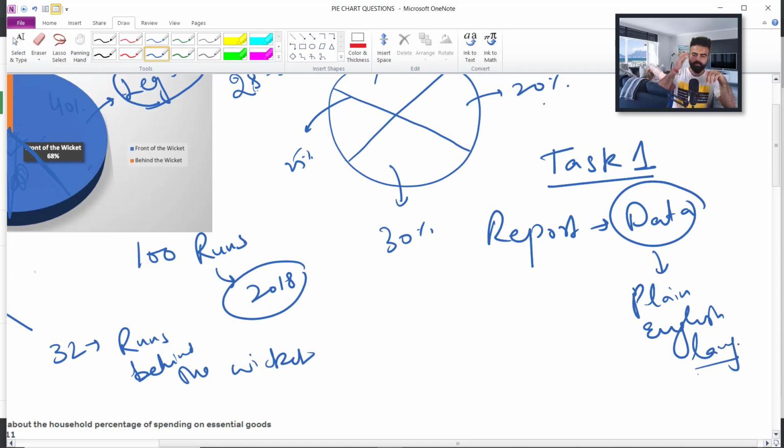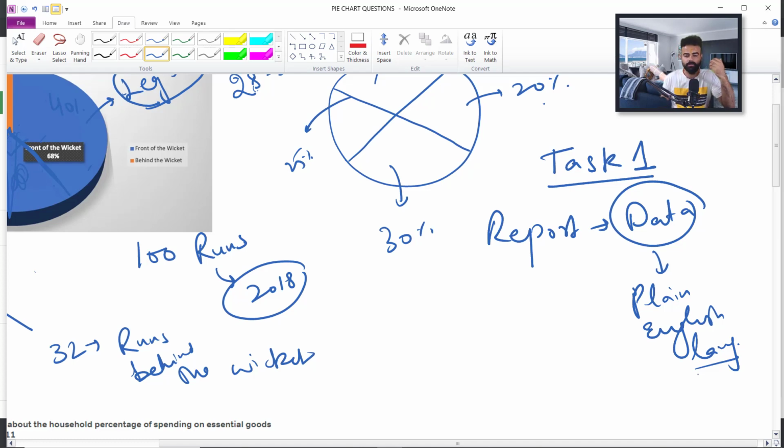That's it. You don't need to analyze the graph to see why it is behaving like that. In this case, you don't need to analyze why Virat Kohli is scoring maximum in front of the wicket. That's not our job. We just need to see that Virat Kohli is scoring maximum runs in front of the wicket, and then we are just going to write that Virat Kohli is scoring 68% in front of the wicket and 32% behind the wicket. That's it. So simply look at the graph and find the main and specific trends that I'm going to reveal in the next few minutes.